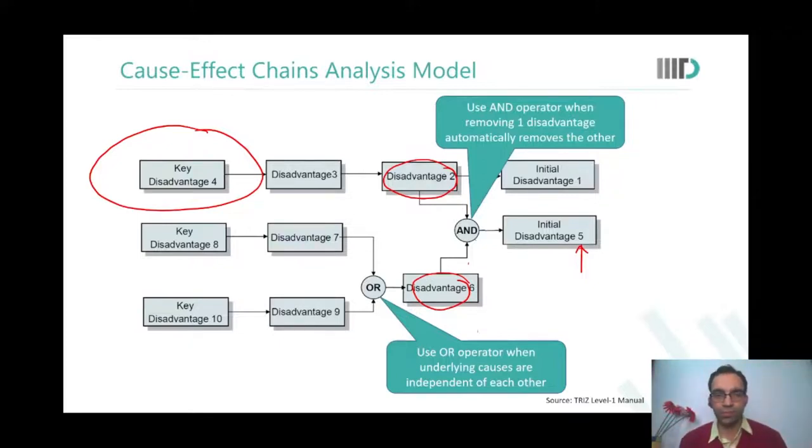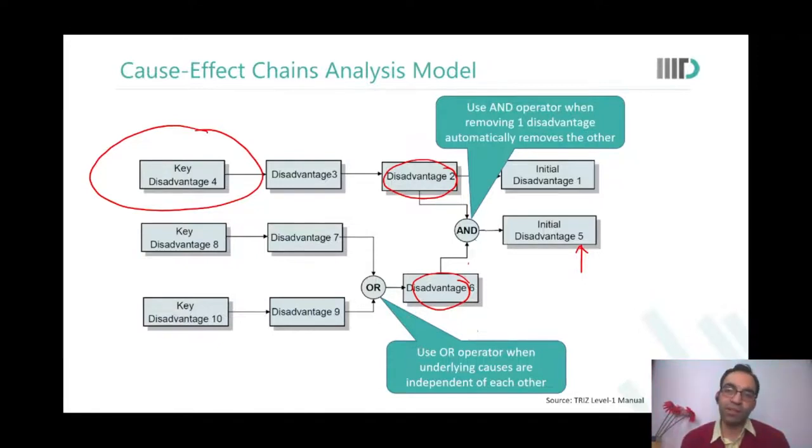Any questions till now? Yeah, Manav. Sir, I did not understand why only removing 4 will remove all the disadvantages. So if you remove 4, initial disadvantage 1 is taken care of. Is that evident to you? Yes. If I remove disadvantage 4, do you also realize that disadvantage 2 will also not happen? Yes. If disadvantage 2 is not happening, then what is the output of this AND operator there? Okay, sir. I got it.